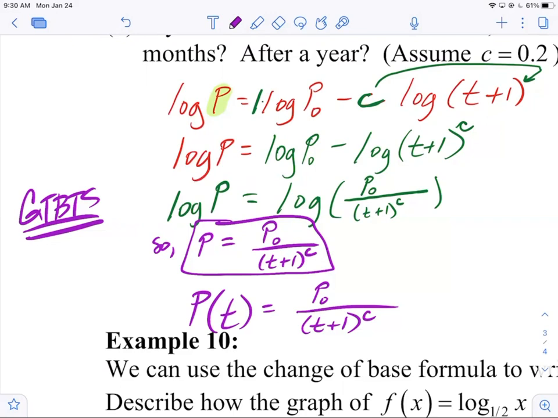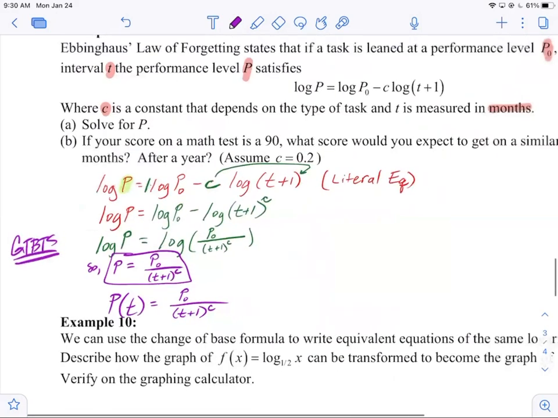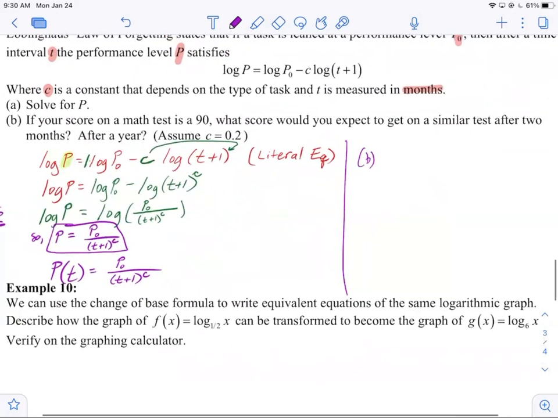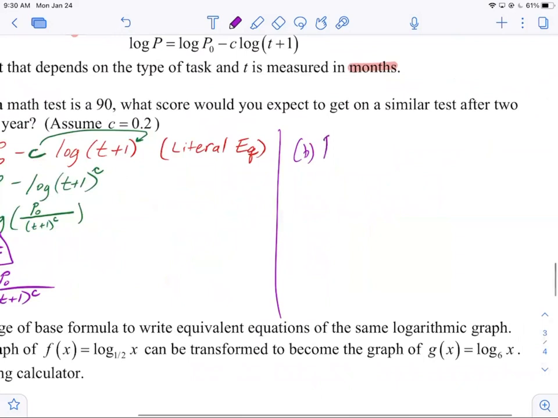If I know I took a test and got 100, then after 1 year, and C we would know for the task, I can plug it in, right? So let's go ahead and do part B then. Part B says, if you scored a 90 originally, what would you expect to score on a similar test after 2 months? Okay, well, that's going to be P of 2. And let's go ahead and plug it in. It says to assume C is 0.2.